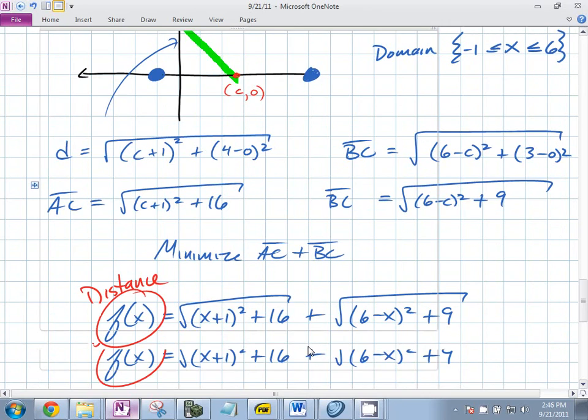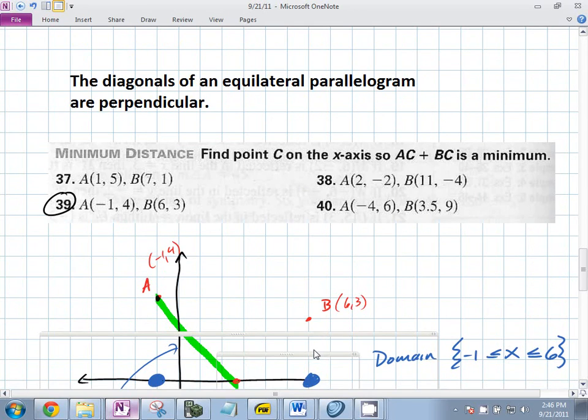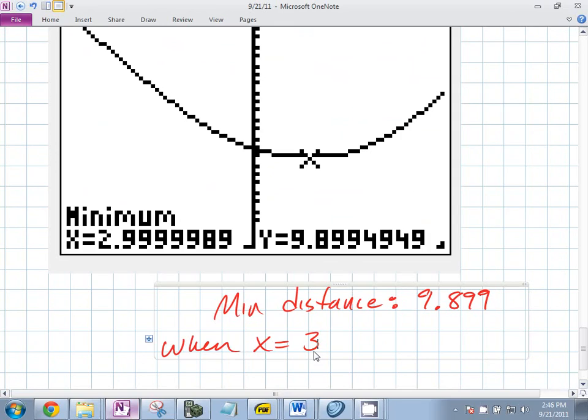Exactly. So if this question asks what is the minimum distance, what's the answer to that? What is the minimum distance? I can't hear you. 9.899. Yes. Where does it occur? Yes. So be careful. One of the saddest things I see is the question will ask, what's the distance? And then someone will say 3. Is that correct? No, that is not correct.